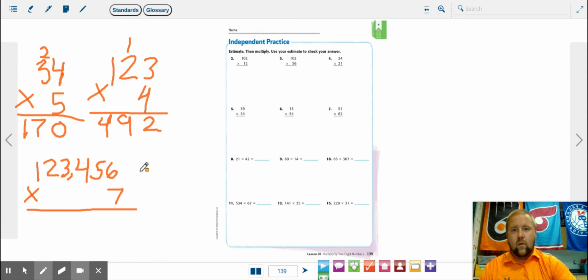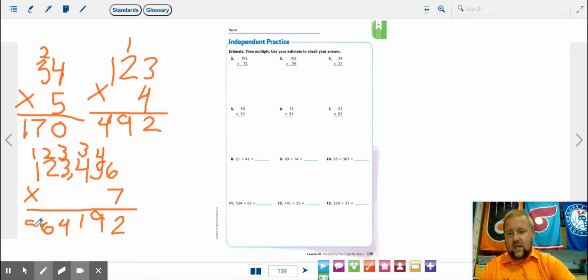All right, so if I wanted to solve this, 7 times 6 is 42. I put down my 2 and I carry my 4. 7 times 5 is 35, and 4 is 39. So I put down my 9, carry my 3. 7 times 4, 28, plus 3 is 31. Put down my 1, carry my 3. So you just got to keep on following the pattern. 7 times 3 is 21, plus 3 is 24, and the 4 carry the 2. 7 times 2 is 14, plus 2 is 16. Put down the 6. Carry the 1. 7 times 1 is 7, plus 1 is 8. So my answer for this crazy problem will be 864,192.